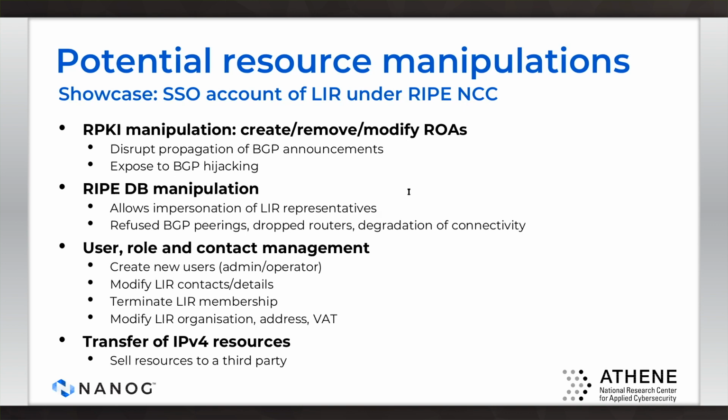The attacker can also manipulate the RIPE database or WHOIS database. This would allow him to impersonate AI representatives or even affect network connectivity, as some BGP routers use WHOIS data for filtering. Another obvious manipulation is account management. The attacker can create some new users with admin rights so that he can still have access even if the account is claimed back. He can modify contact data or organization details. This would block physical contact between the provider and the customer. He can even terminate the membership, which will delete all the resources.